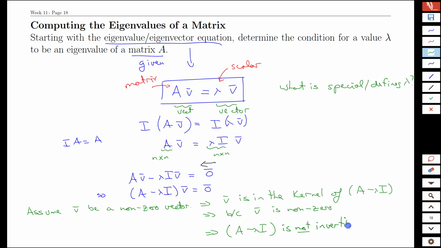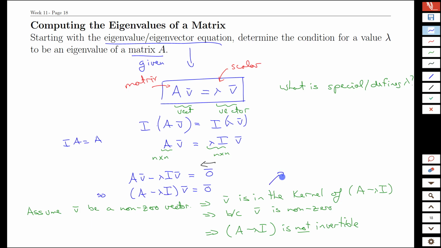It's a square matrix which has not just the 0 vector for its kernel; it takes other vectors to 0. If it's not invertible, then we have this lovely corollary that the determinant of A minus lambda I, I'm going to put this right up top here. This is the important thing.